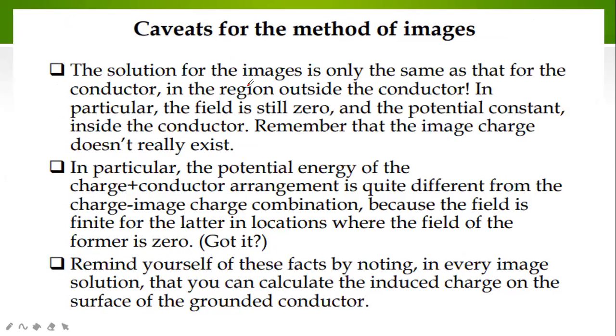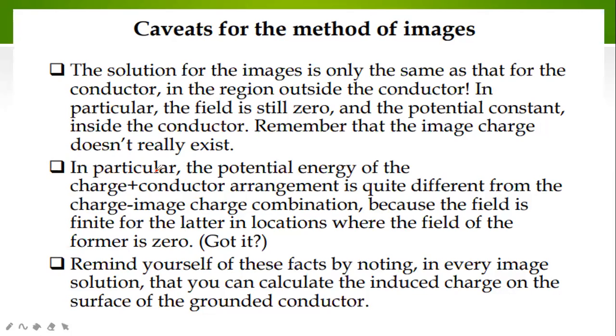So the solution for the images is only the same as that for the conductor in the region outside the conductor. We want to say that if we are talking about any point inside the conductor or the same point outside the conductor, we will form the same image if the charge is the same, but we will get different solutions because we have to follow the uniqueness theorem. So this is the first caveat for method of images.